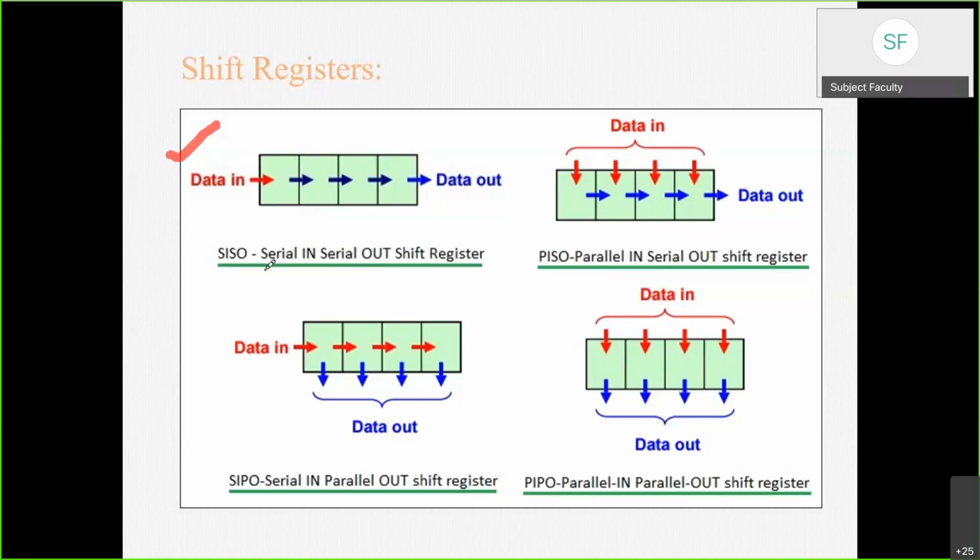So here it can be clearly seen that in serial out shift register, the flow of your information, the flow of your data, will be like this. It will go serially in, and the output will also be in serial fashion that you want to collect. Okay.